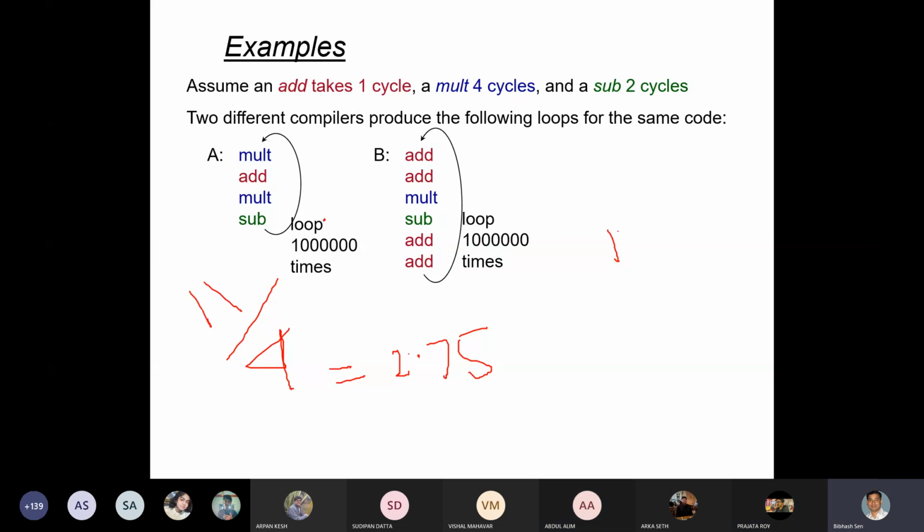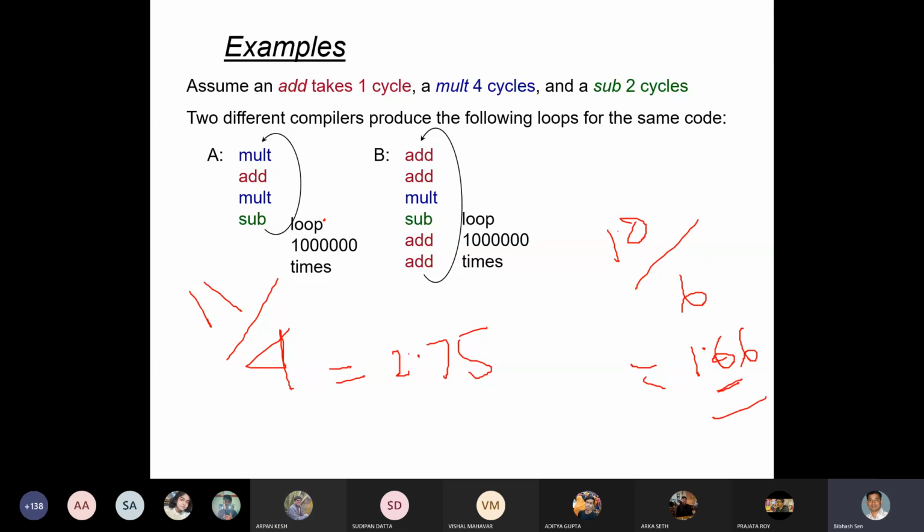Am I correct? 6. 4, 4 plus 4, 8 plus 2, 10. This is coming 10 by 6. How much is coming? 1.67, 1.666 something. I'm just writing 1.6 for the sake of it.